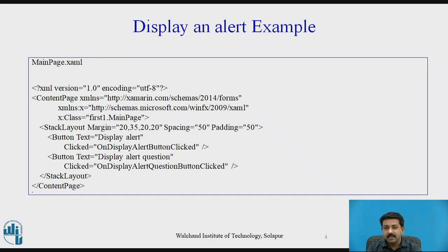So this click event calls the event OnDisplayAlertButtonClick. This is a code behind function. OnDisplayAlertButtonClick is a function available in the code behind file. The first button name is Display Alert and the second button name is Display Alert Question. In the second button we have a click property and the method name is OnDisplayAlertQuestionButtonClick.